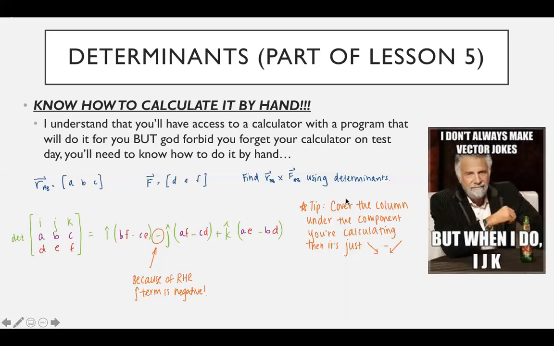So a couple important things. Like I said, you just cover the column for the component that you're looking at, and then it's just this direction minus this direction. But another thing that people forget a lot is that in this formula, there's an inherent negative sign in front of the J because of right-hand rule. I'm not going to try to explain that in the PowerPoint because I can't show my actual hand. So if you have questions on that, please come to office hours, but I will absolutely explain it if you need me to.